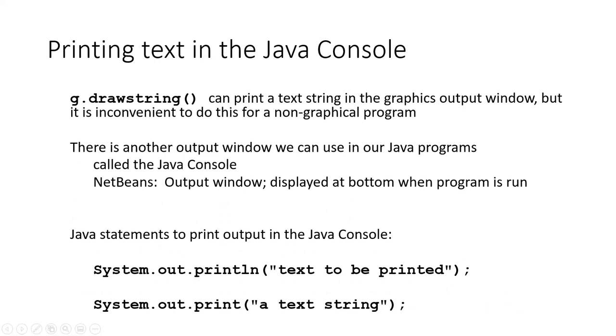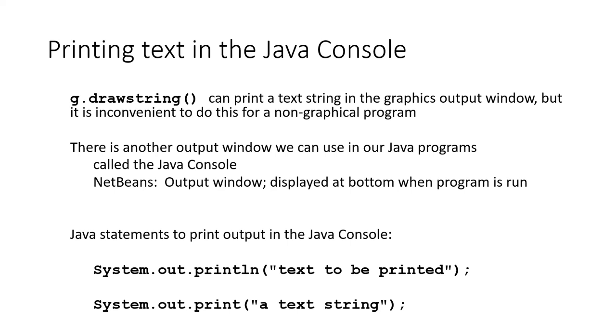Now, one last thing to talk about, and then the next video will show an example. So, how can we print text in the Java console? Well, in the output window, you can use g.drawString to print text, but that's kind of a pain because you have to specify the over and the down, and it's really hard to get things lined up. So there's a more convenient output window to use in our Java programs. It's called the Java console, and NetBeans labels it as the output window. When you run the program, the output window is displayed at the bottom of the NetBeans environment.